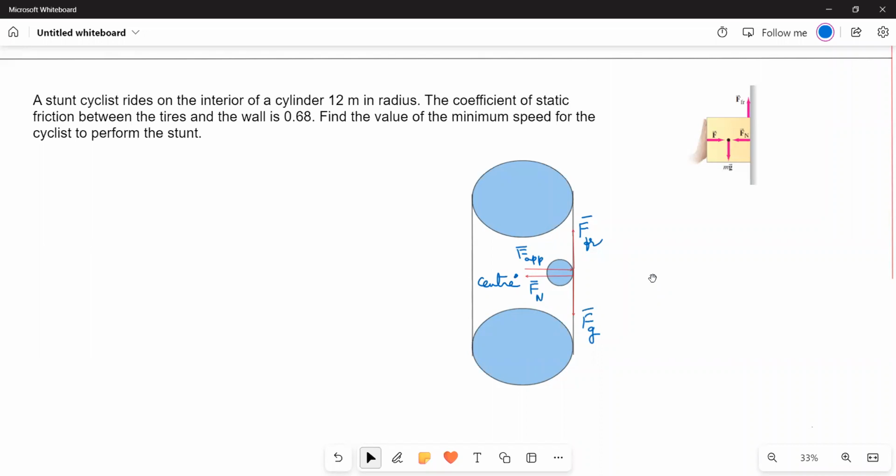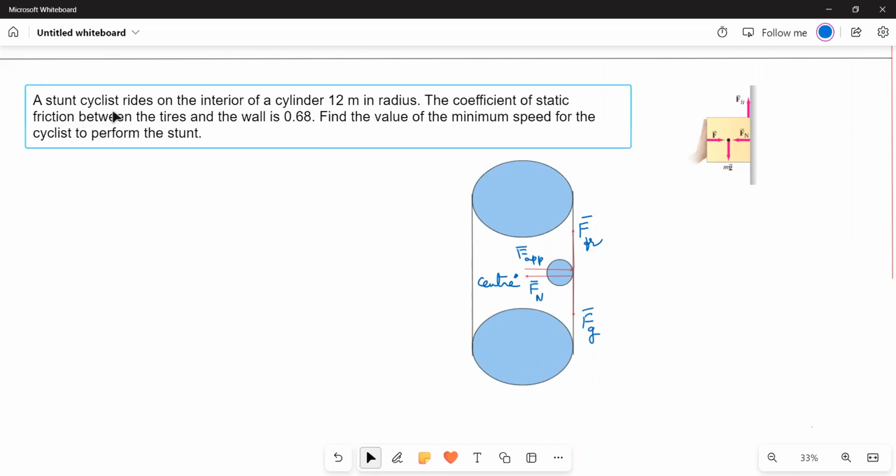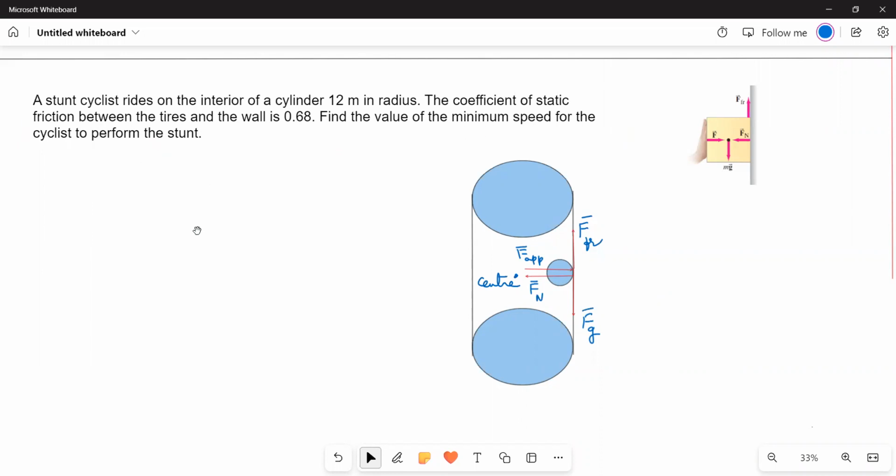This is an interesting problem in friction and uniform circular motion. Let us read the question. A stunt cyclist rides on the interior of a cylinder 12 meters in radius. The coefficient of static friction between the tires and the wall is 0.68. Find the value of the minimum speed for the cyclist to perform the stunt.